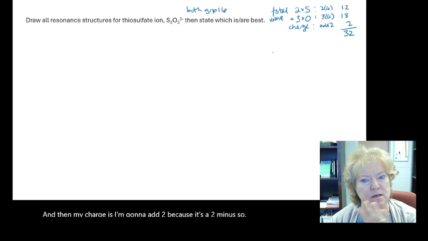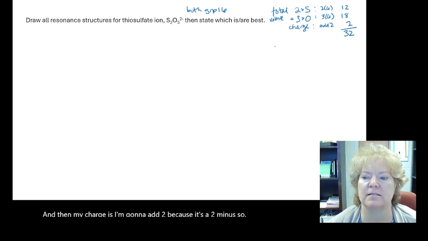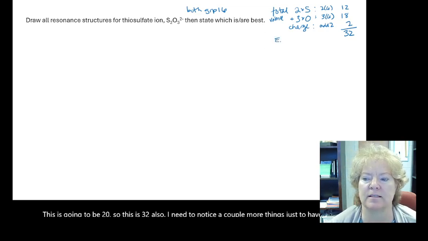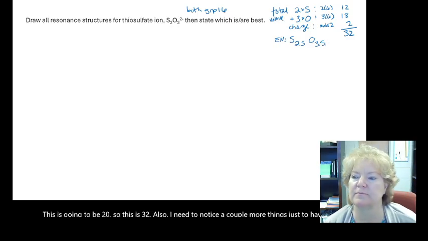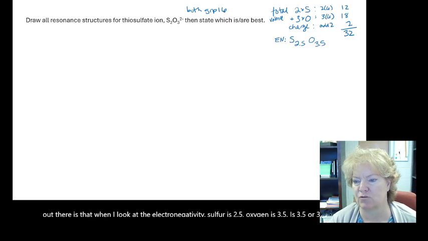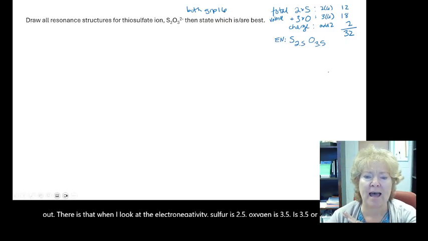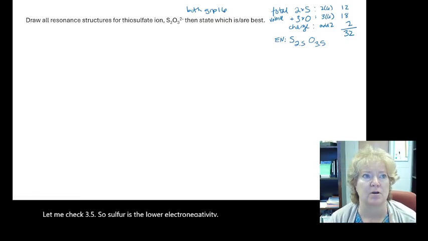Also, I need to notice a couple more things just to have it out there. When I look at the electronegativity, sulfur is 2.5, oxygen is 3.5. Is 3.5 or 3.0? Let me check. 3.5. So sulfur is the lower electronegativity. All right, now I want to start with my first structure.